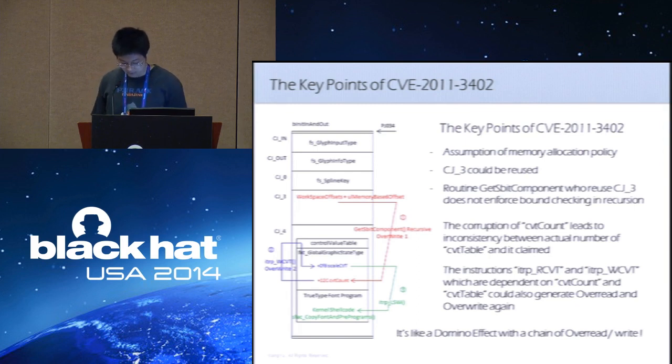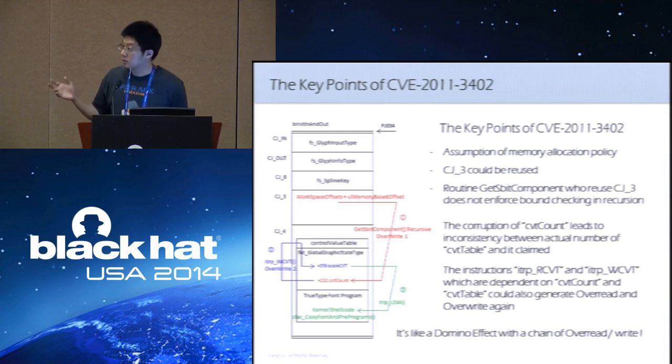But the routine that reuses CG3 does not enforce boundary checking, which means that an overflow of CG3 could lead to corruption of CG4, where the story ends with exploitation, with manipulation of corrupted memories.